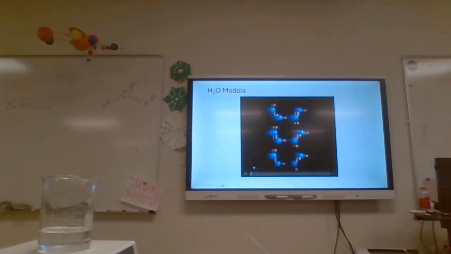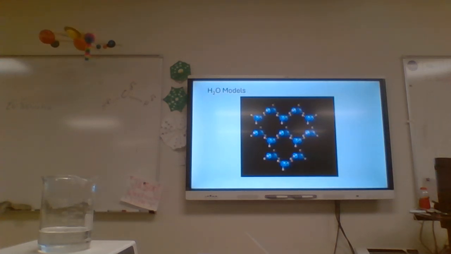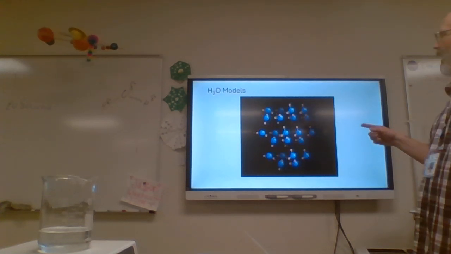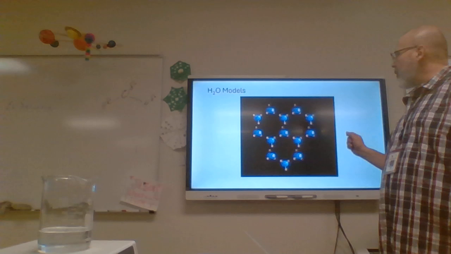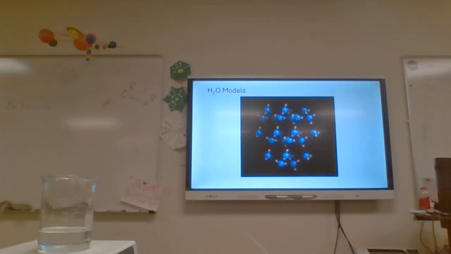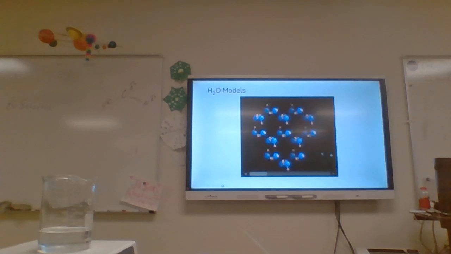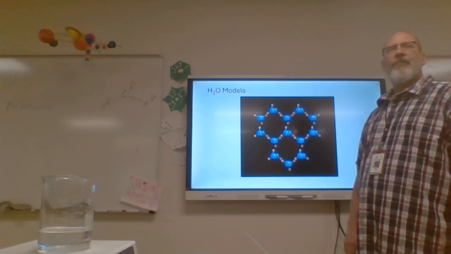There we go. So this is a computer 3D modeling of this. The blue ones are oxygen. The hydrogens are the little pink ones. Now you can see right here, look at that, hexagon.